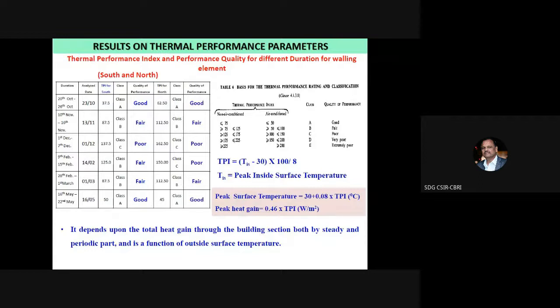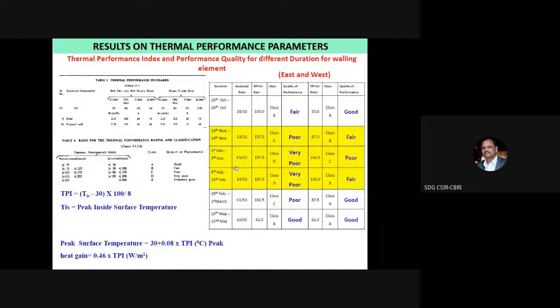So even though we are going with the passive strategies, there are some cases where active things also have to be used. These TPI values help in finding out the peak heat gain through that building. If you consider the east and west side, during this particular time the performance is not good, with TPI values going more than 100. So as per this, performance is not good.